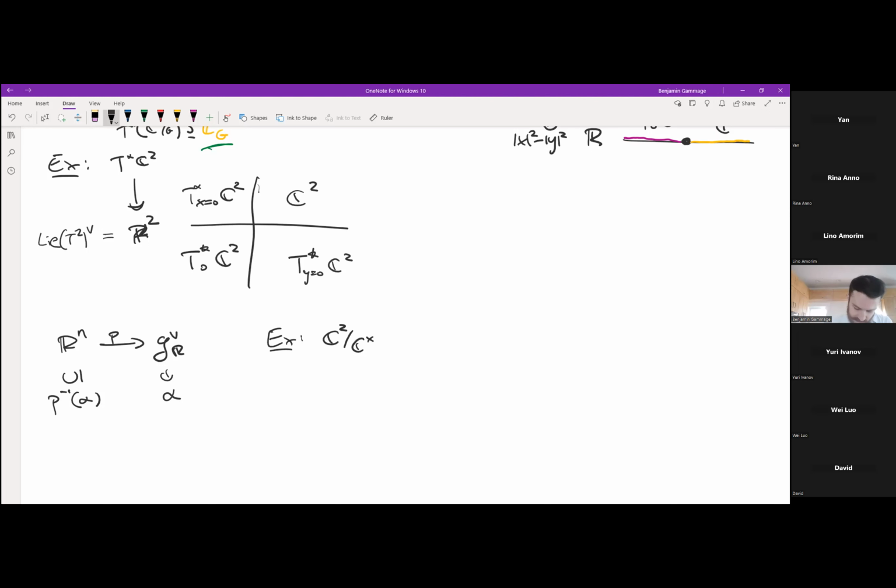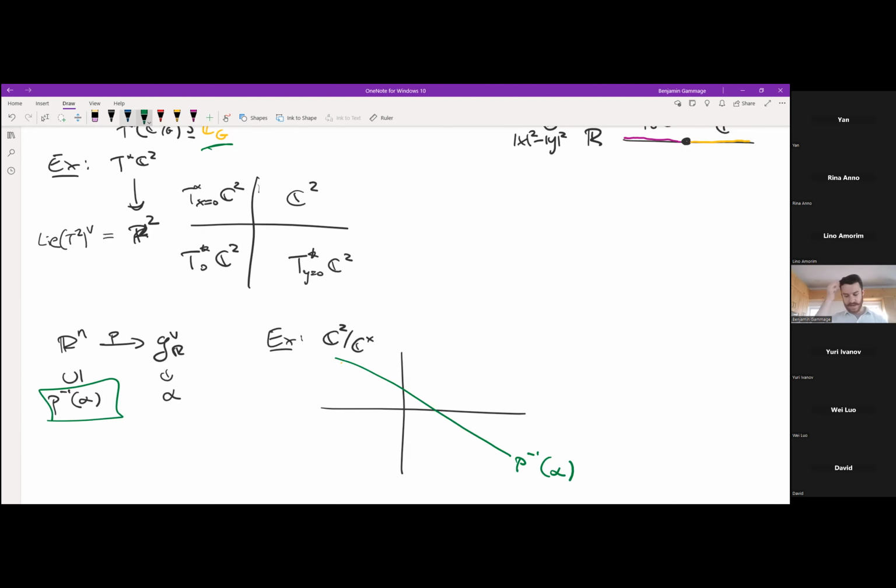So let me do the example here of what that subspace is. For C2 mod C star, so I'm letting N equals two again, let me draw my C2, T star C2 hyperplane arrangement here. My linear subspace would be this linear subspace here, only I've translated it by alpha. So what I'm going to get is this linear subspace here, which is slightly translated off. I'll use green, it's this linear subspace here. And that's what this P inverse of alpha is in this case.